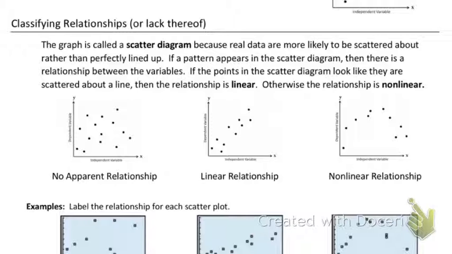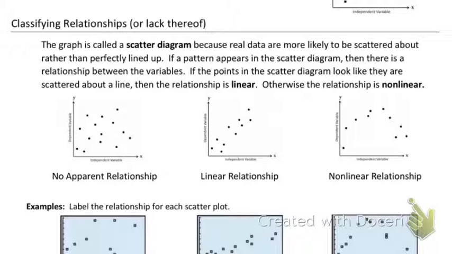So if a pattern appears in a scatter diagram, then there is a relationship between the variables. If the points on the scatter diagram look like they're scattered about a line, then we say the relationship is linear. We say it's a linear correlation. Otherwise, the relationship would be non-linear.